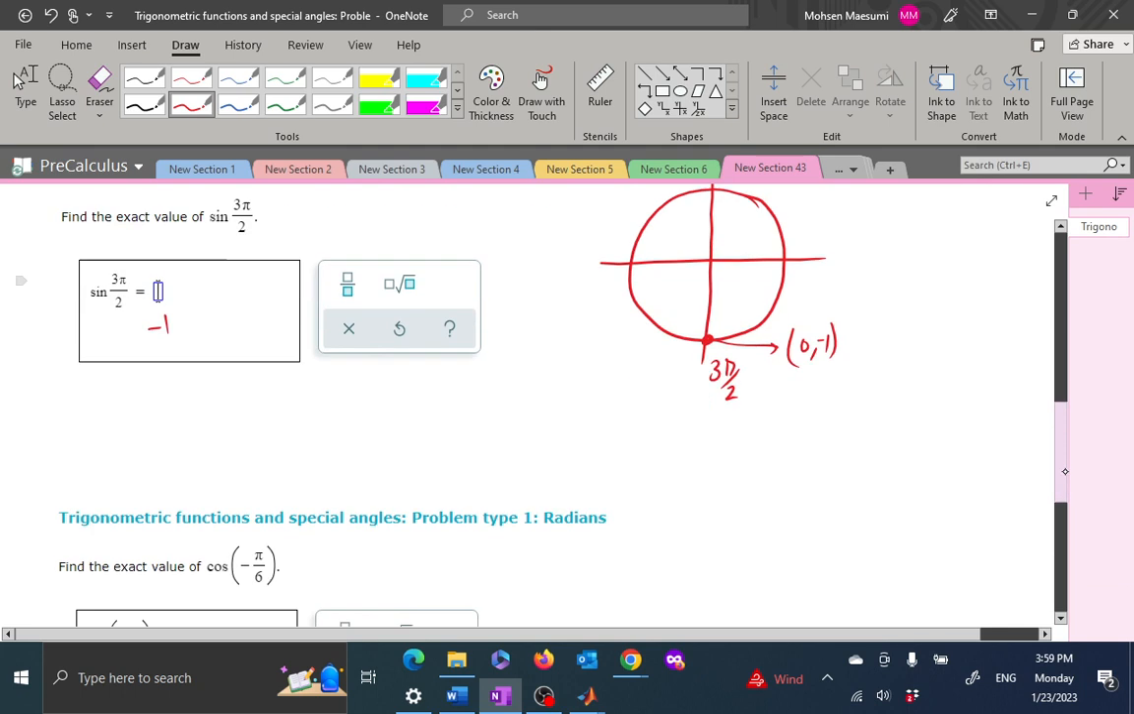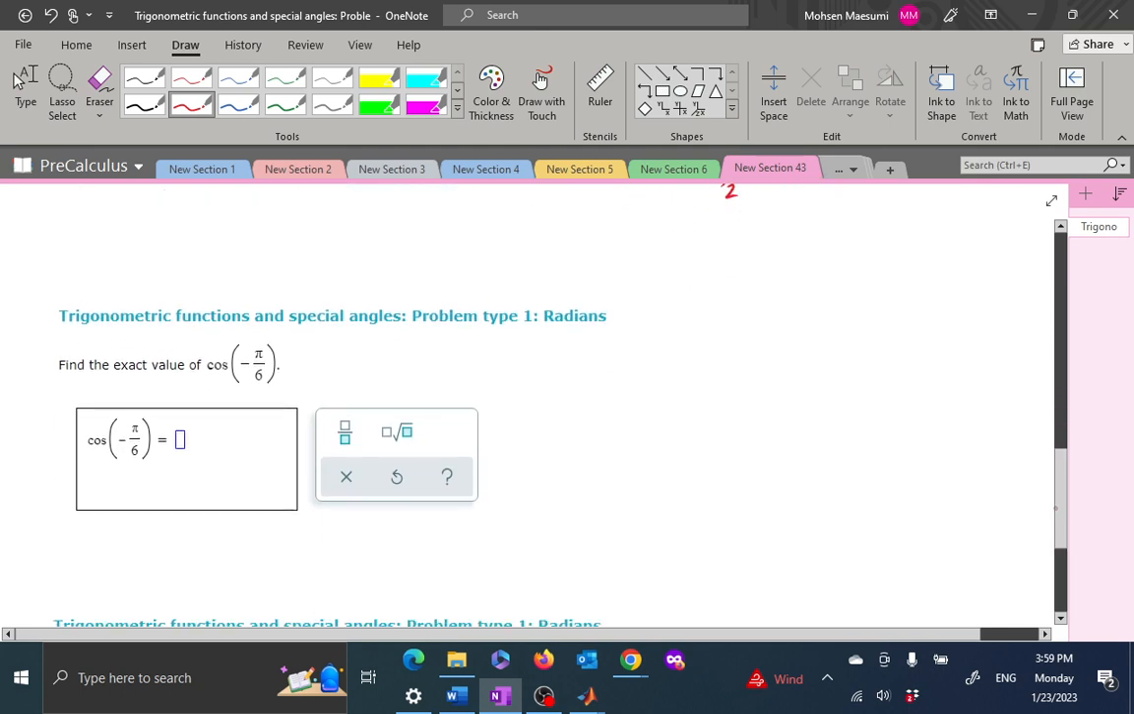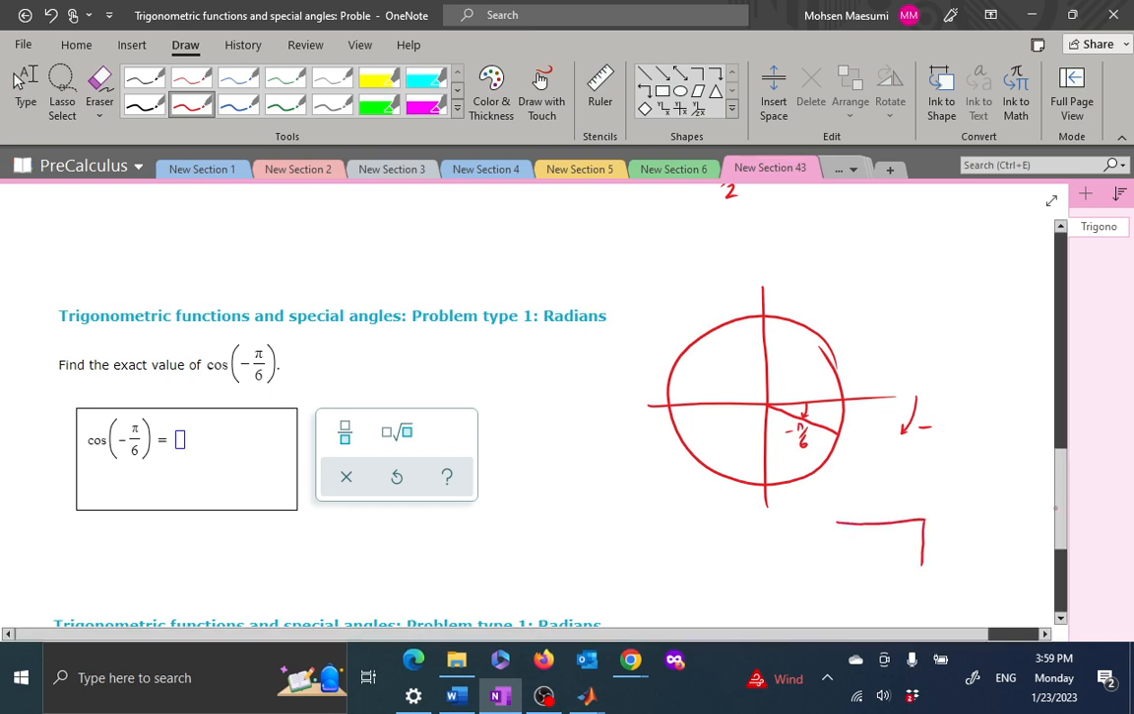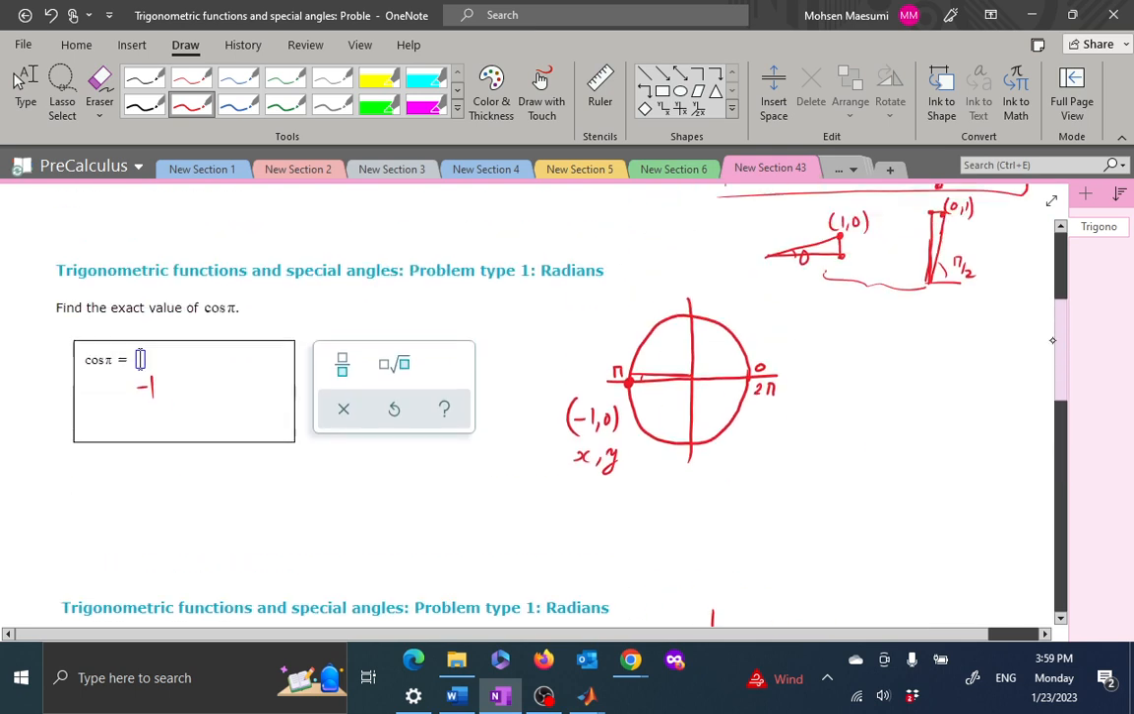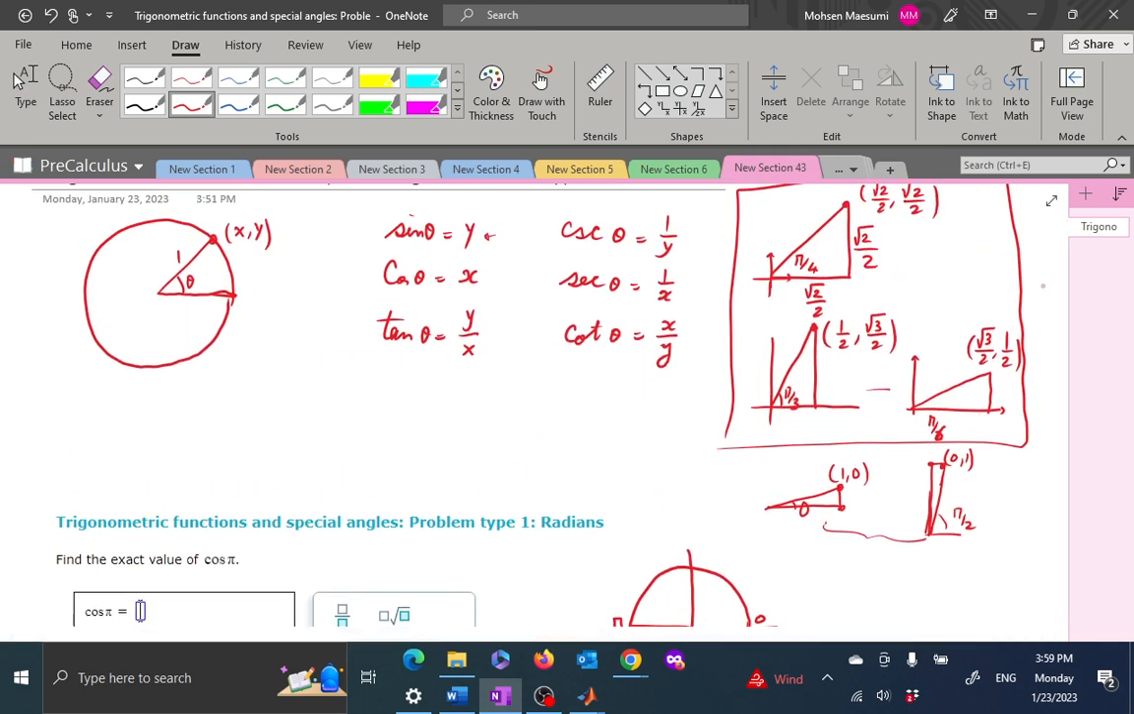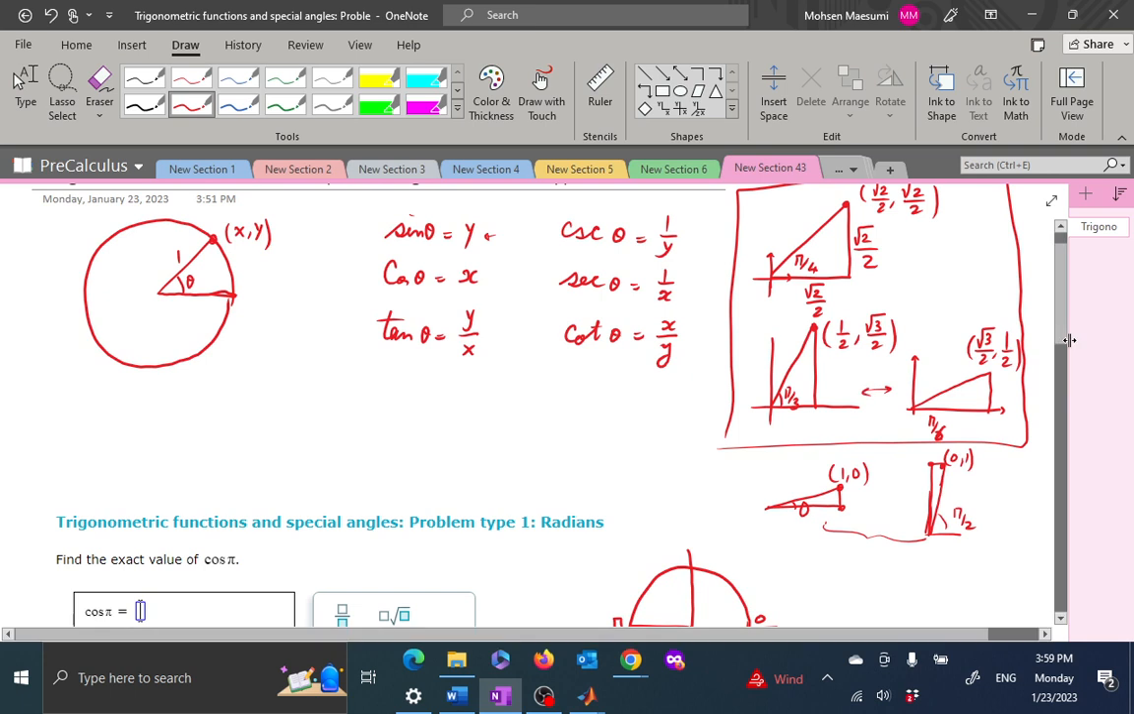Cosine of minus pi over 6. So minus means what? Minus, we are going in this direction. This is, if I open this thing, minus pi over 6. What triangle is it? It's this type of triangle. Is that right? It is either of these two triangles, if you wish.